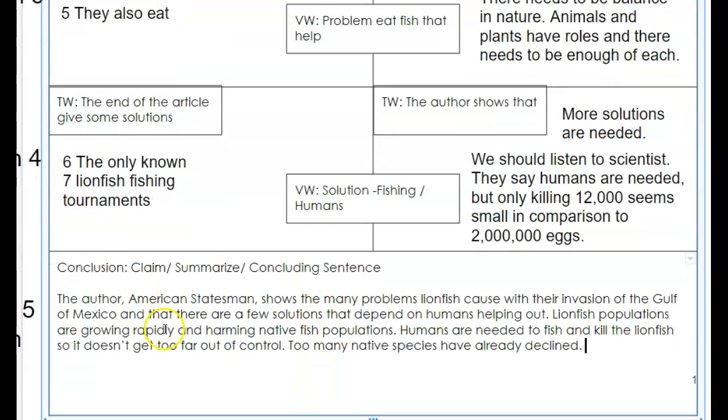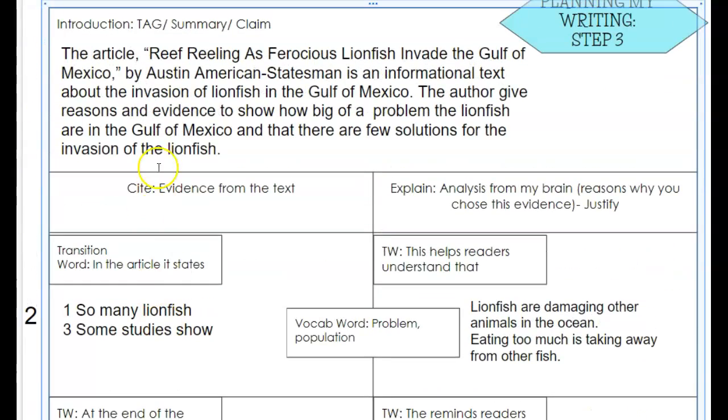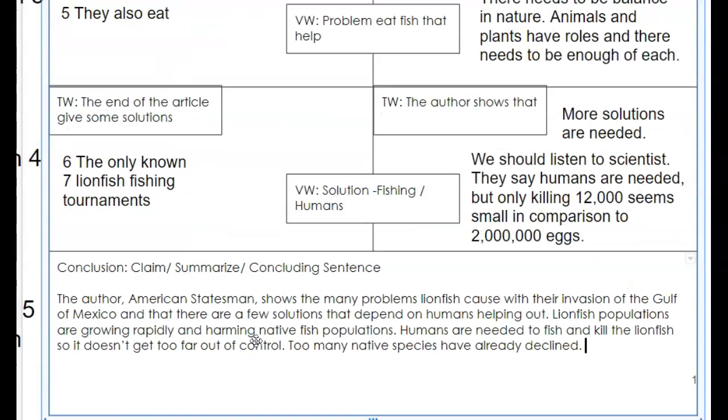It's bringing it all together, and it does a nice job of mirroring what's up here without being 100% the same.